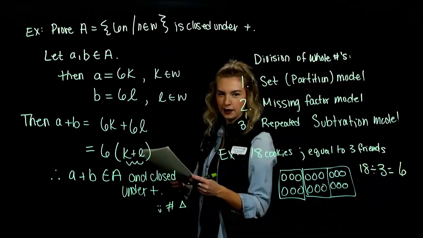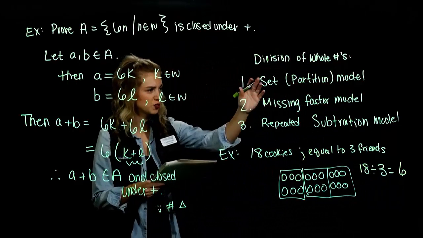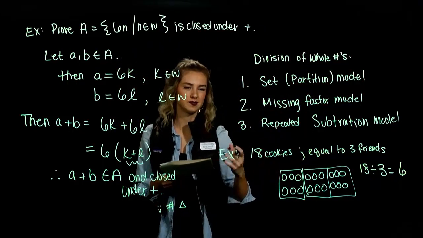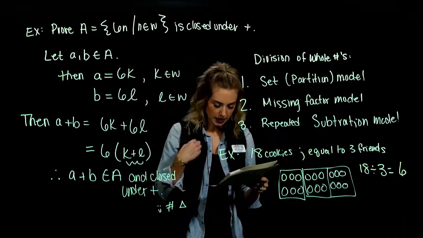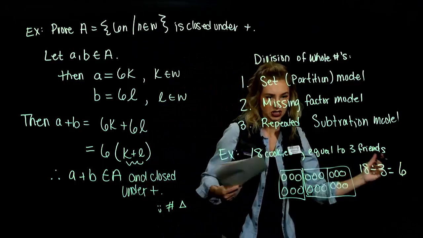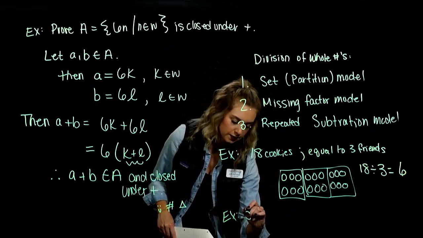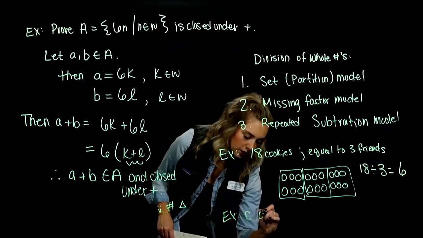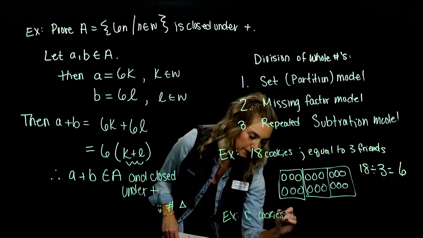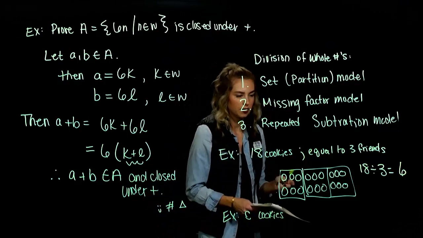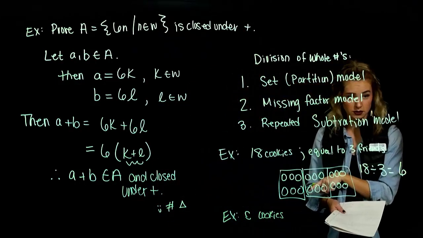Another way to look at it, instead of just partitioning, we could solve for this missing factor. So if each friend receives c cookies, the same example, but a different representation. If each person receives c cookies, then there are how many friends?